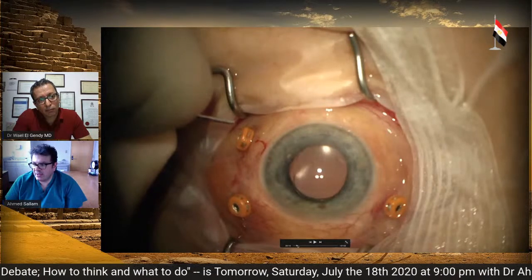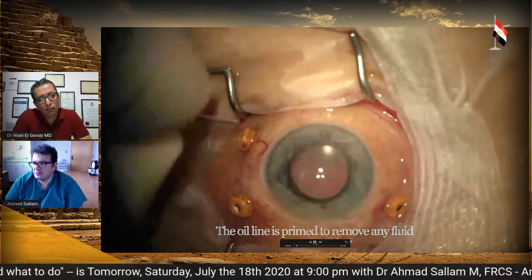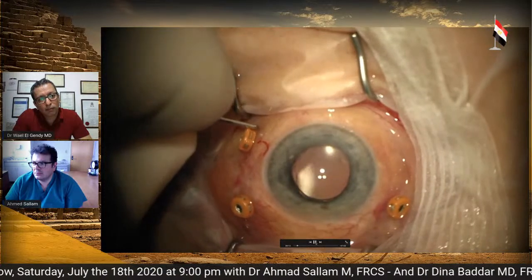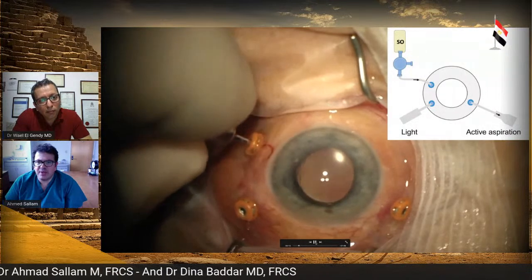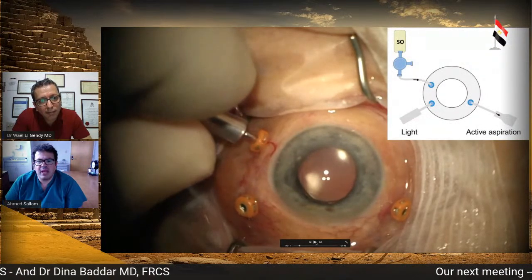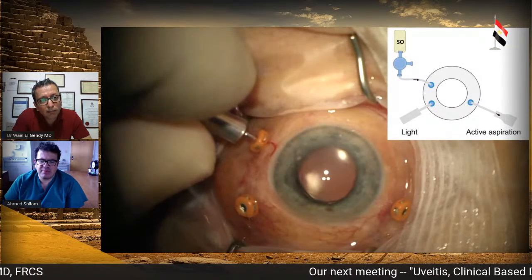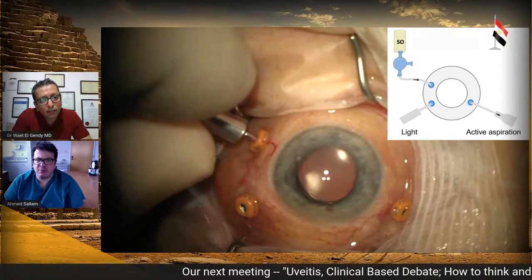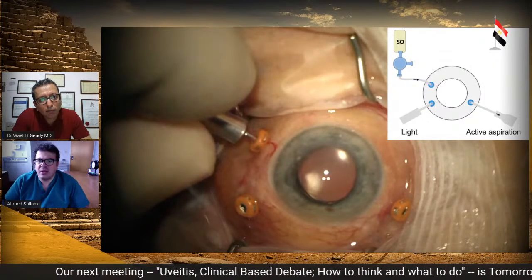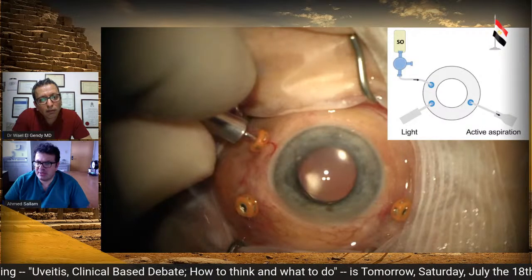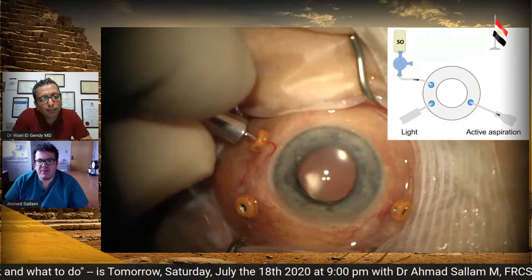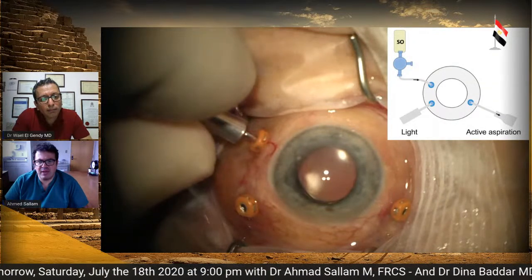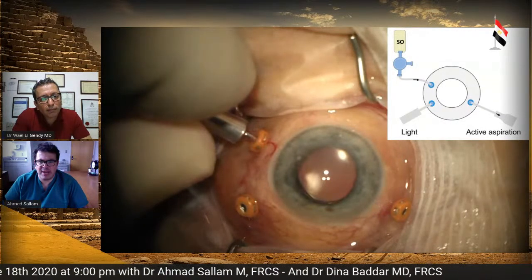If the oil is coming out of the line, and then you put it back. And now this is the arrangement, right? So this drawing is my case, but this beautiful drawing is from a presentation I did with Abdullah in a meeting. Abdullah Lepen did this presentation. So here, you have the silicone oil coming like this, you have the light, and you have active aspiration connected to the machine.